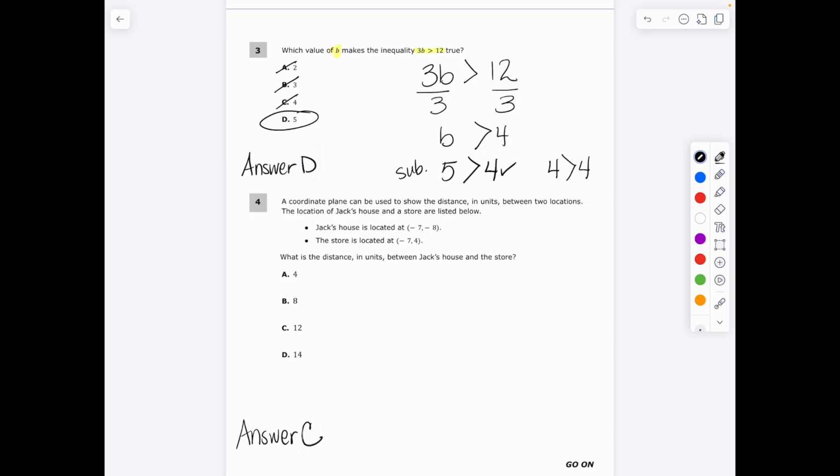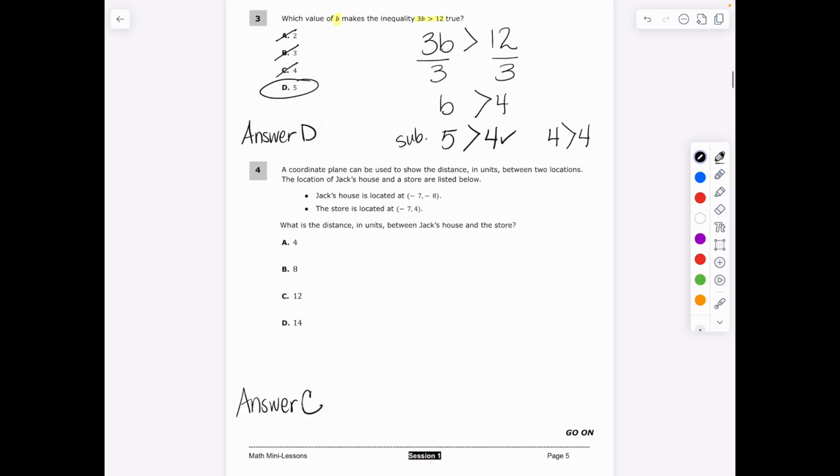All right, so for that type of problem, just solve it like it was a regular equation, and then we can substitute to check our work. Let's look at number 4.